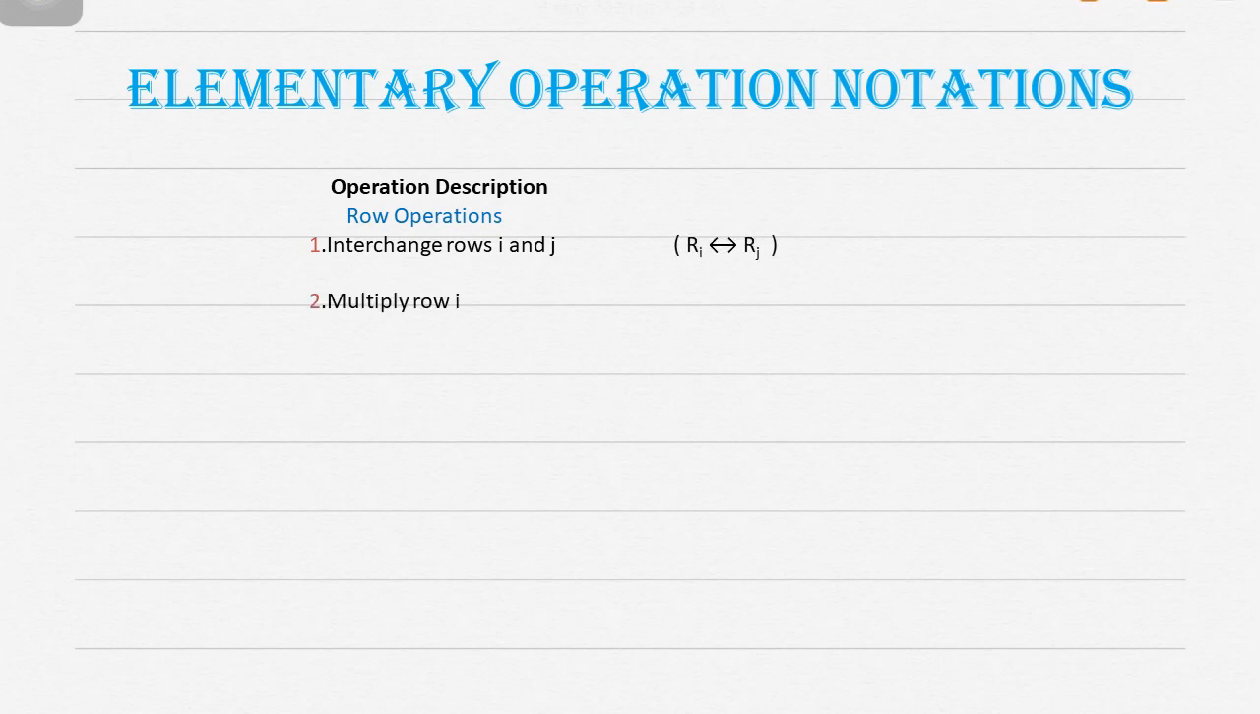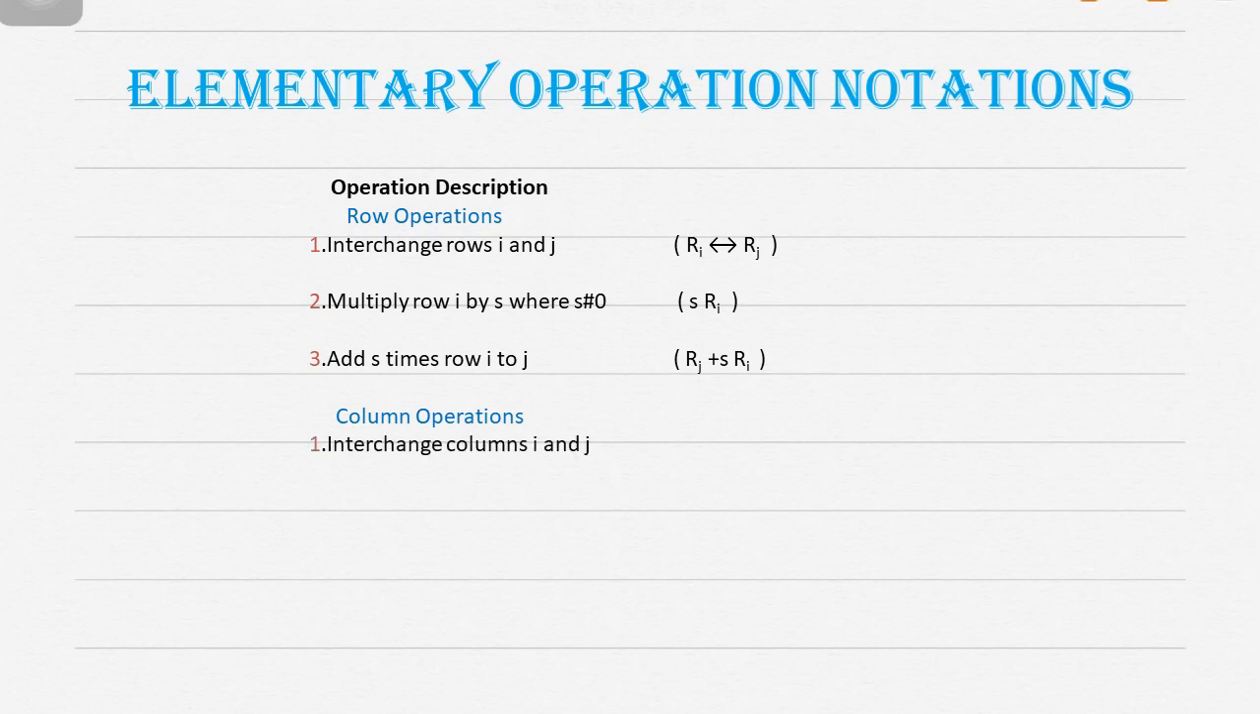Multiply row i by s, where s is not equal to 0. Add s times row i to row j. Column operations. Interchange column i and j. Multiply column i by s, where s is not equal to 0. Add s times column i to column j.